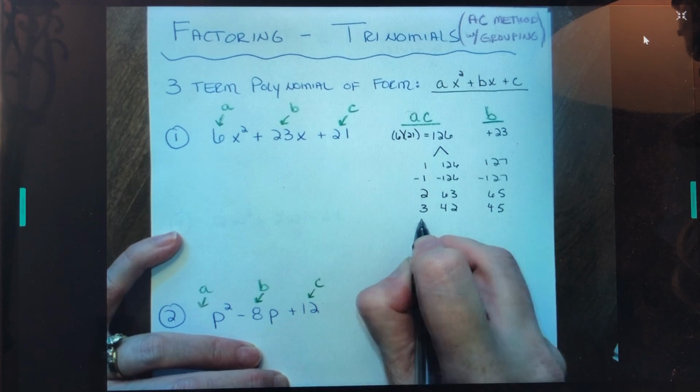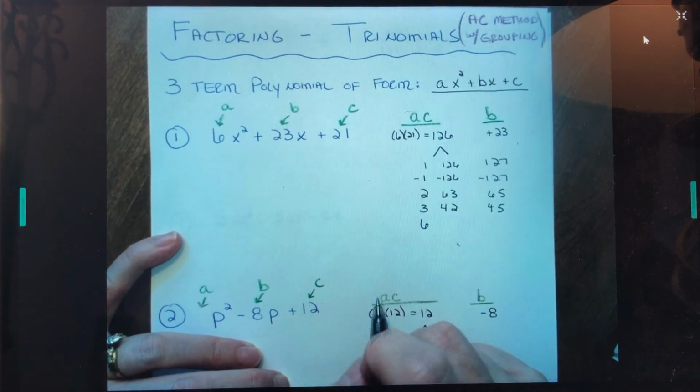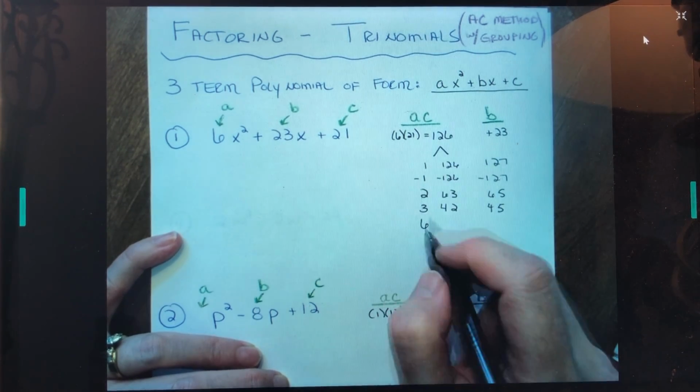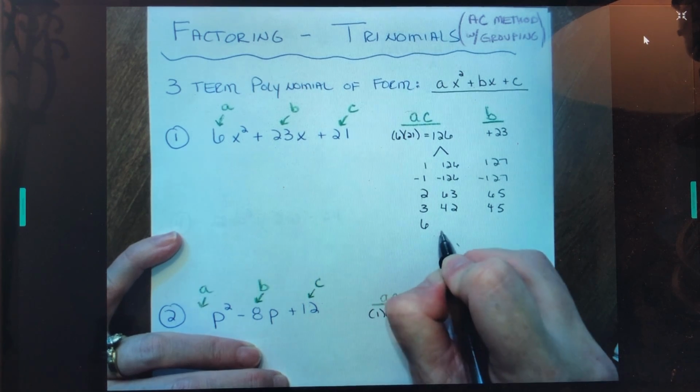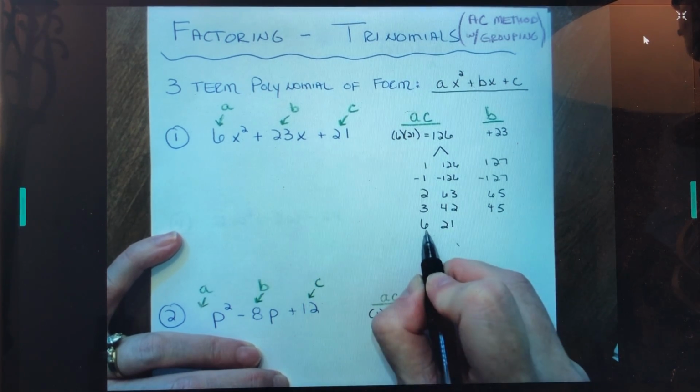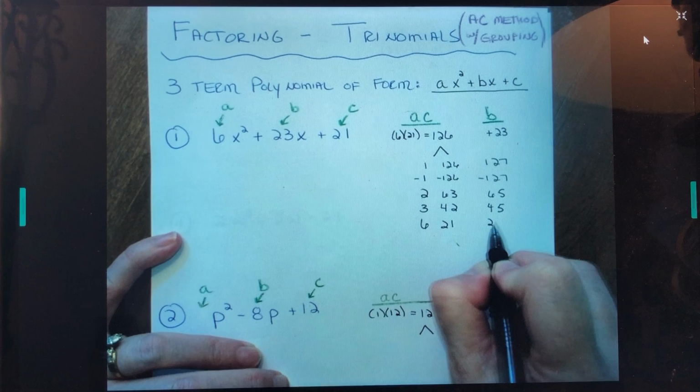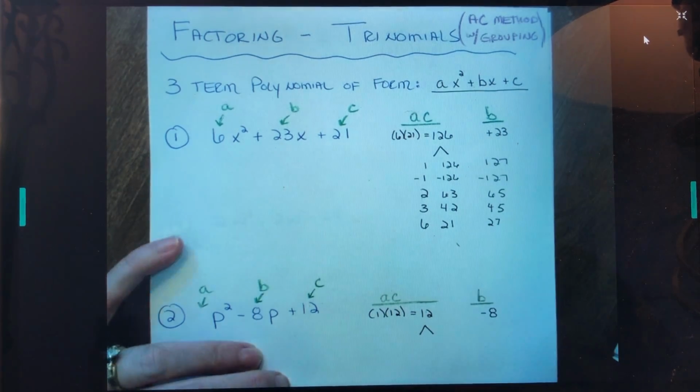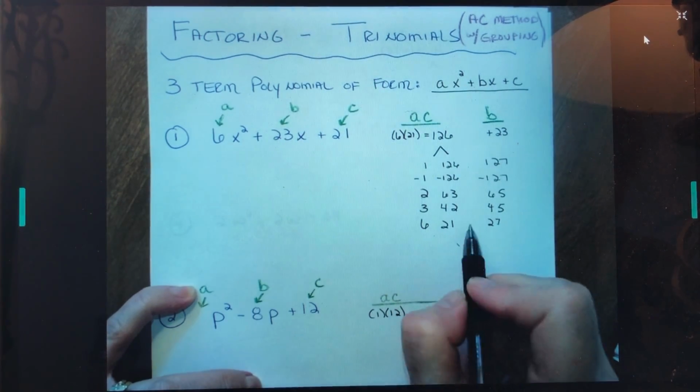If I go to 6, 6 will divide into 126. Again, you can use your calculator if you need to, and it happens to be 6 times 21. Well, if I add those together, I get 27. Still not the correct pair, but gosh, I'm getting close.